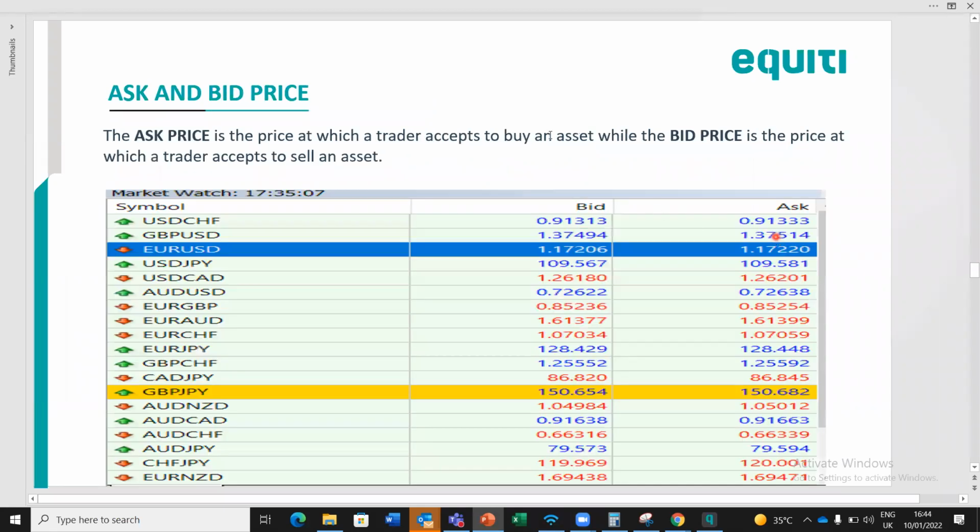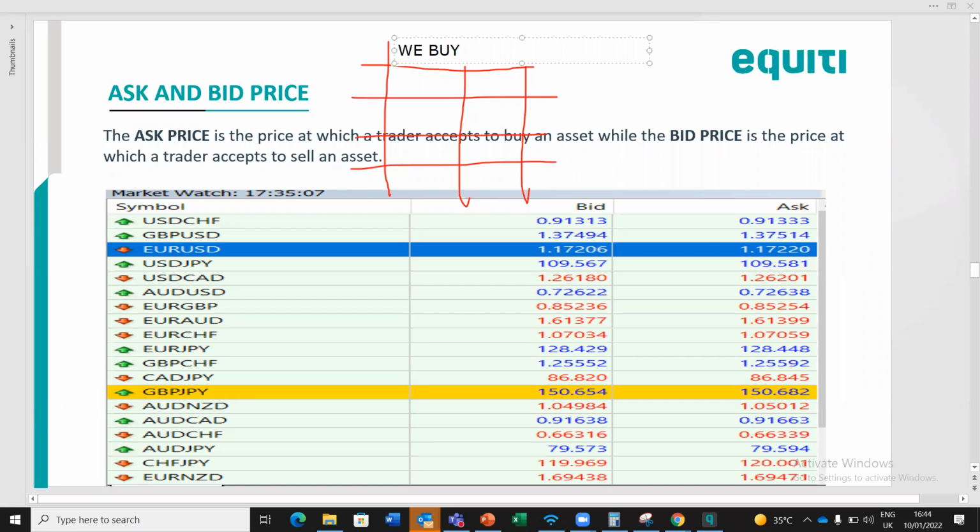Okay, so let's quickly talk about ask and bid prices. Have you ever gone into a bank and seen their exchange board? It looks something like this. Forgive me, I'm not too good at drawing. Here you are going to see they say "we buy," and here you're going to see "we sell." Now, we buy, we sell, and then here you can see the USD.